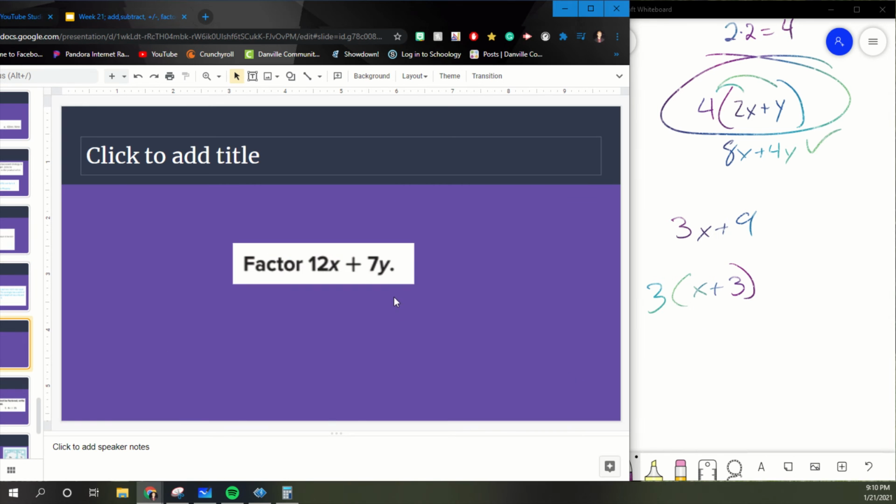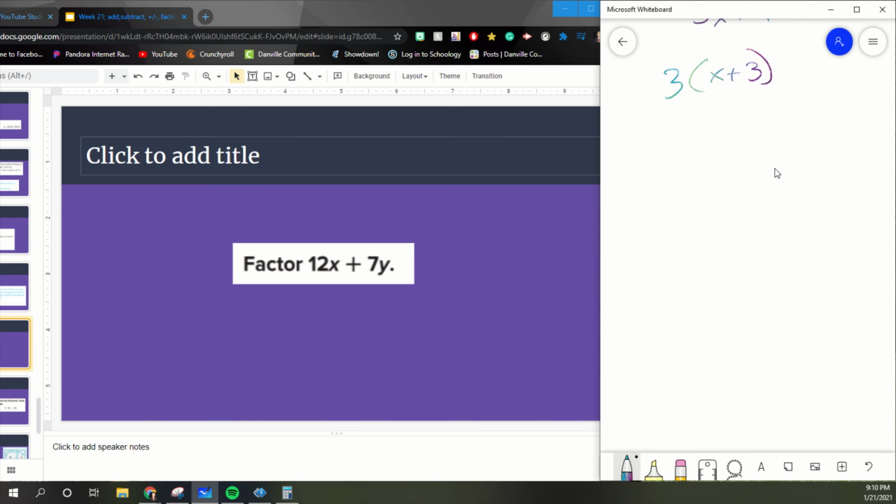Now sometimes you might run into an example like this, where we have a 12 and a 7, which don't have any common factors. And when this happens, you should say cannot be factored. That's our answer for when we can't find the greatest common factor.